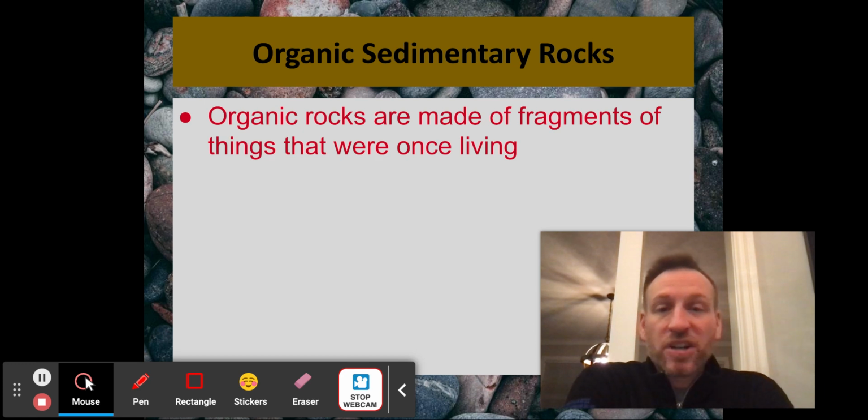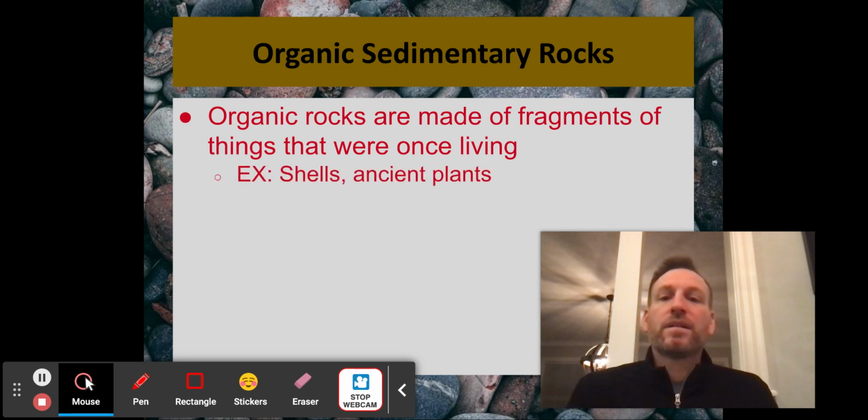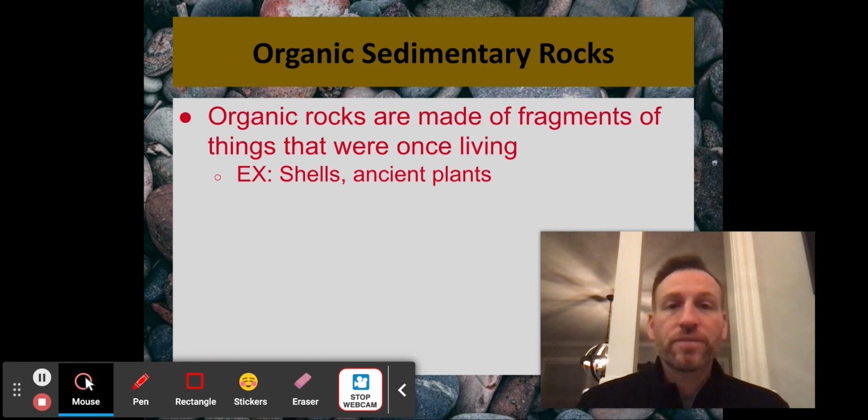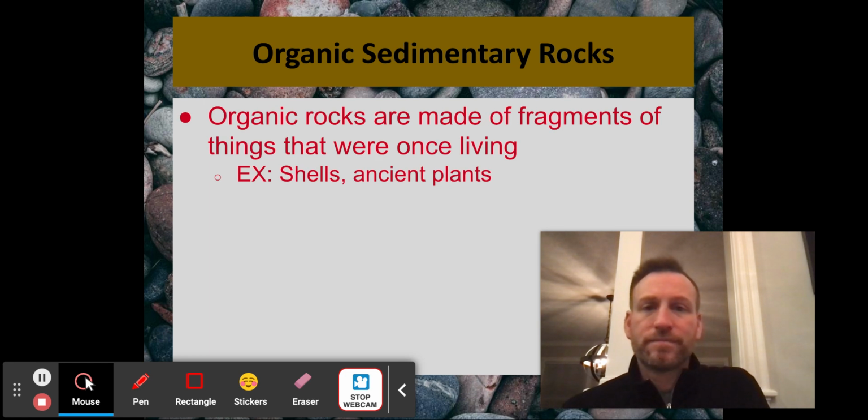I think we touched on this a little bit yesterday, but we're talking about ancient remains, like pre-human, okay? Long, millions upon millions of years ago. So pretty common organic matter would be shells and ancient plants. Those are usually the two common ones that we see.